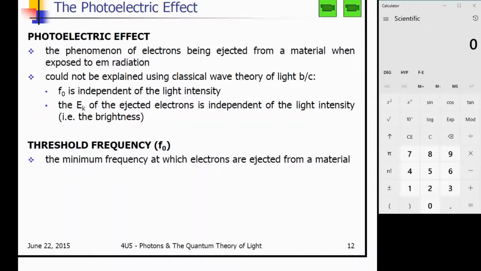The reason why was that the threshold frequency was independent of the light intensity, and the kinetic energy of the photoelectrons is independent of the light intensity. Now, that threshold frequency is the minimum frequency at which electrons are ejected from a material. That's another thing I'd like you to copy down.